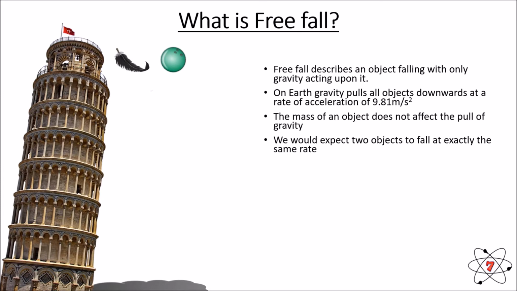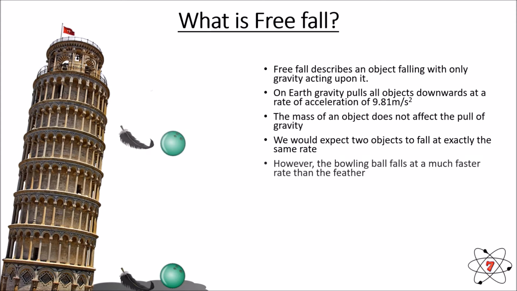So if we take a feather and a bowling ball and we drop them, we find out, unsurprisingly, despite what I've said, that gravity pulls all objects at the same rate, the bowling ball falls faster. It appears that gravity is pulling the bowling ball faster than the feather. Now this isn't actually the case, and there's something else going on. And it's linked to this idea that freefall describes an object falling with only gravity acting on it. Something else is acting on these objects as well as gravity.